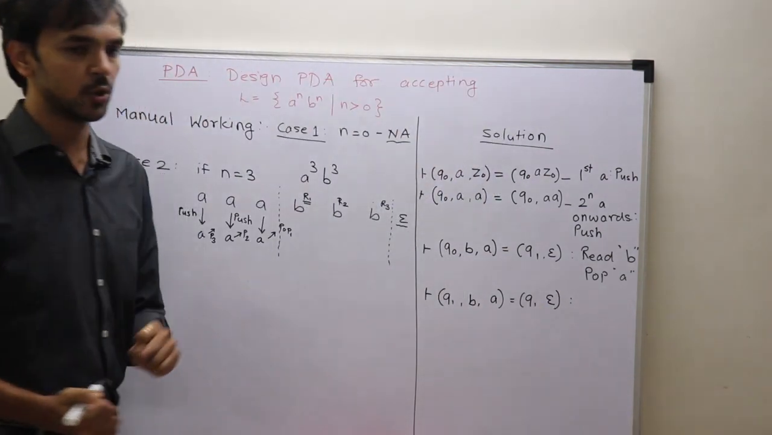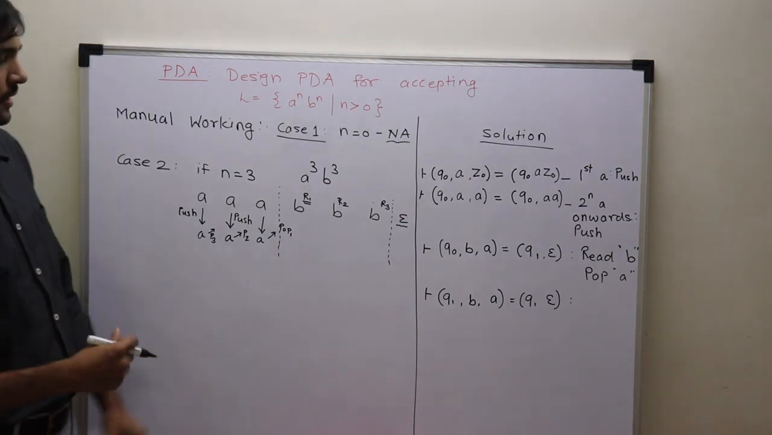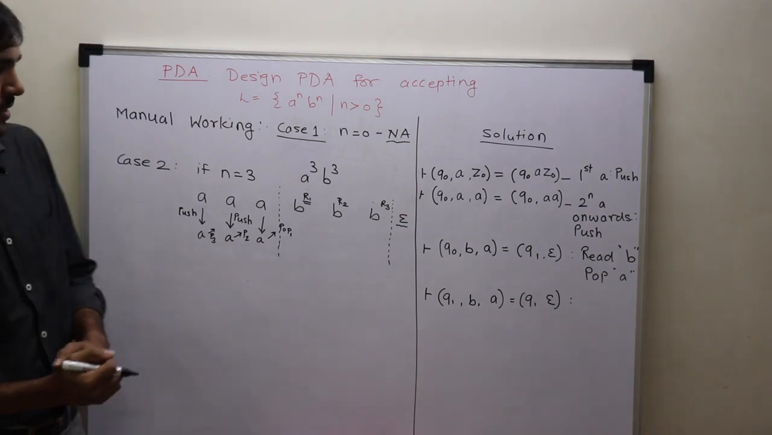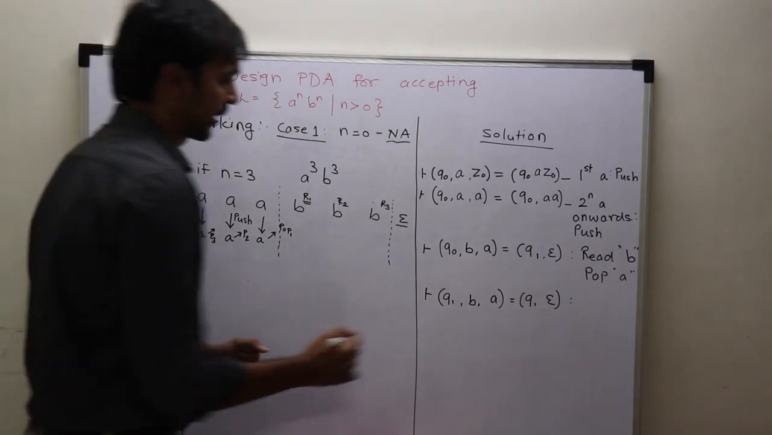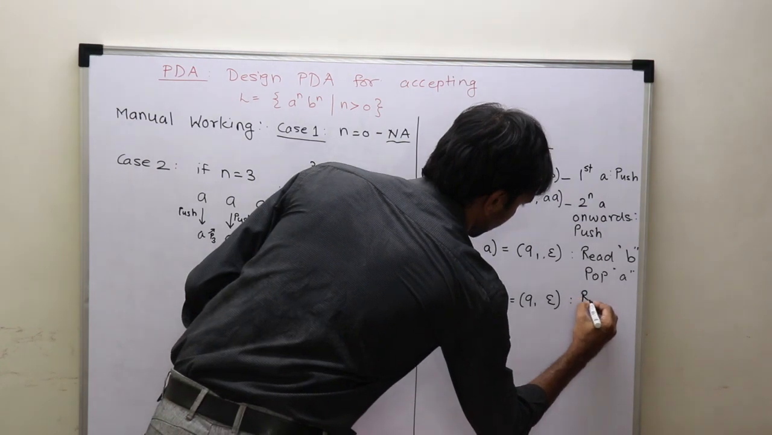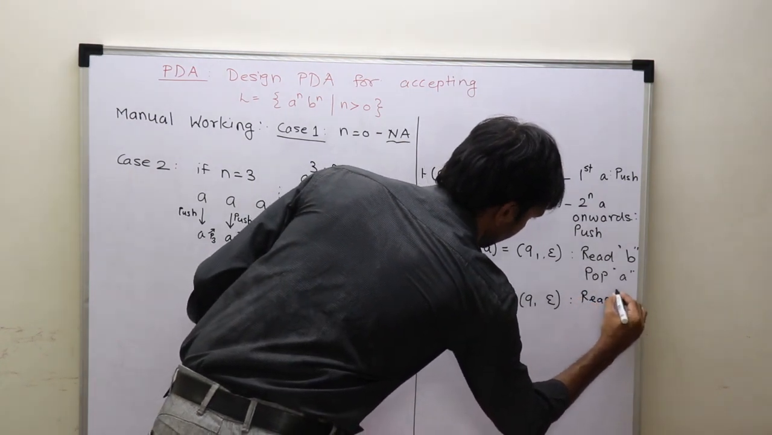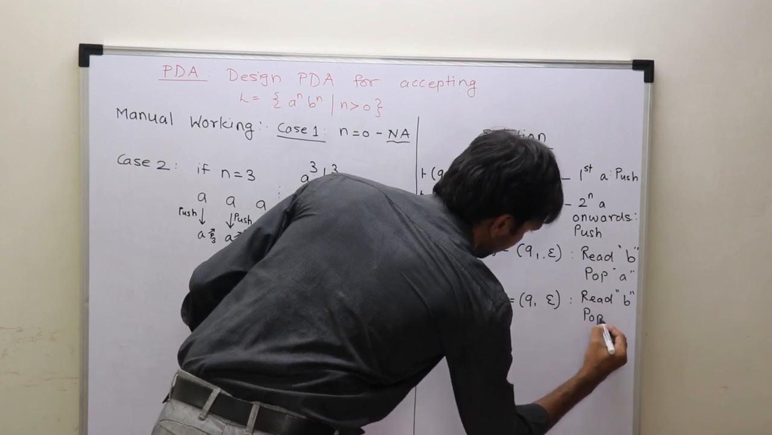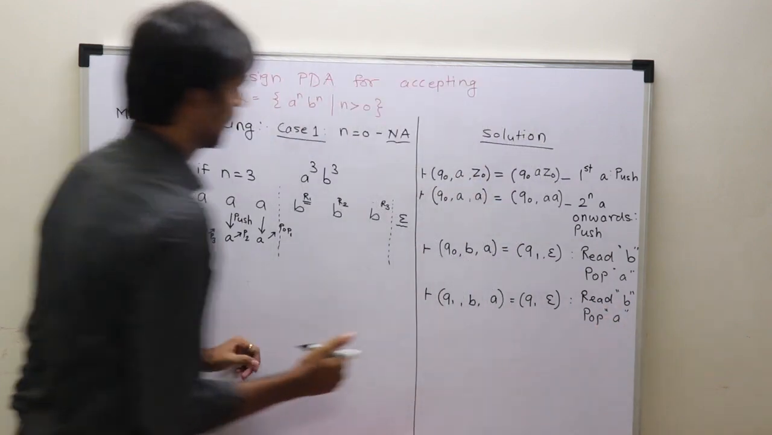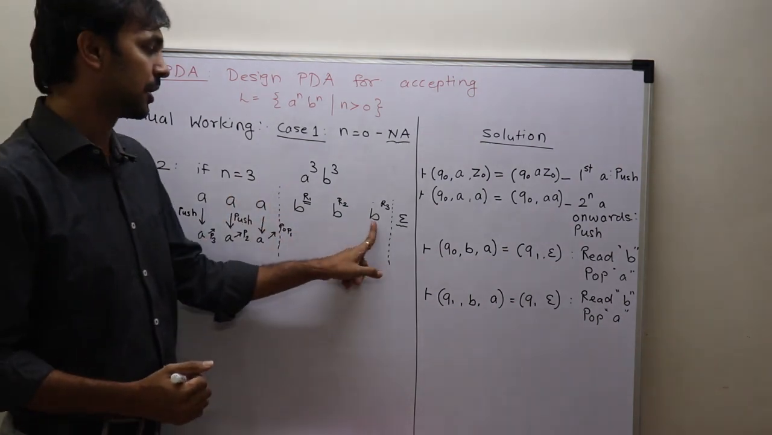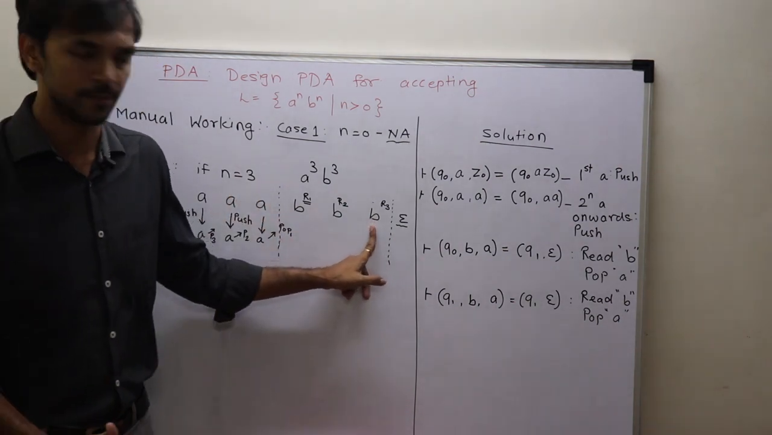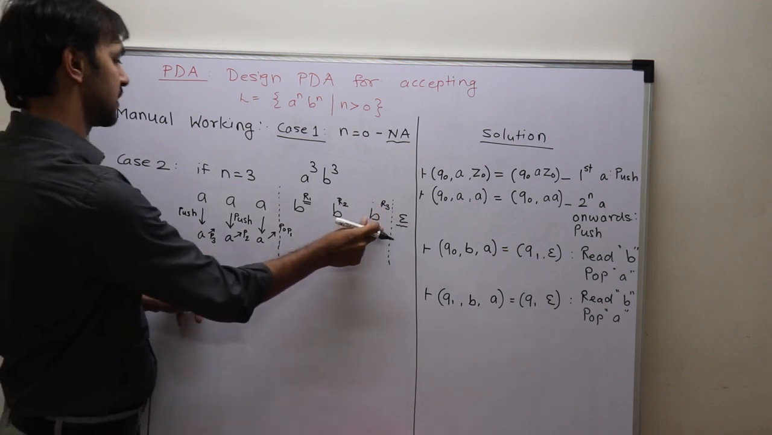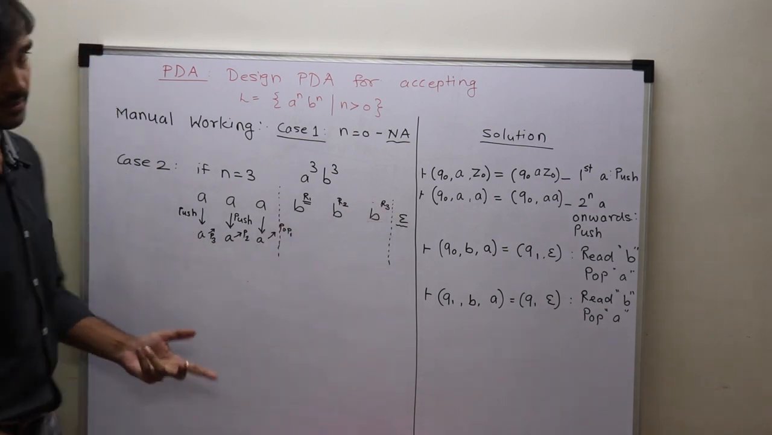So here also the machine processes B and, to indicate that B is processed, the machine pops out A from the stack. So here we perform again the same transitions: read B and, to indicate that B is read, we pop A. Ultimately we have to process the third B. The moment we want to process the third B, A is at the top of the stack, so read B to indicate that B is read, pop A, and that's it.